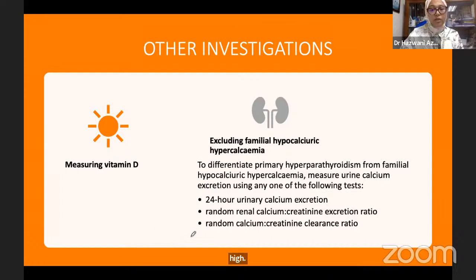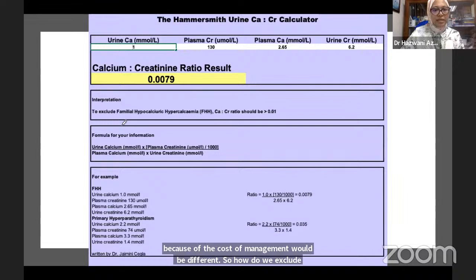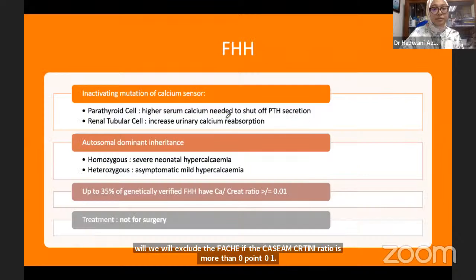We take a 24-hour urine calcium excretion, and we measure the random renal calcium creatinine excretion or clearance ratio. So these are the measurements that I usually use. We use a Hammersmith calculator. As it was stated there, the name is familial hypocalciuric hypercalcemia, meaning your calcium in the urine should be low. So we will exclude FHH if the calcium creatinine ratio is more than 0.01 from the calculation.